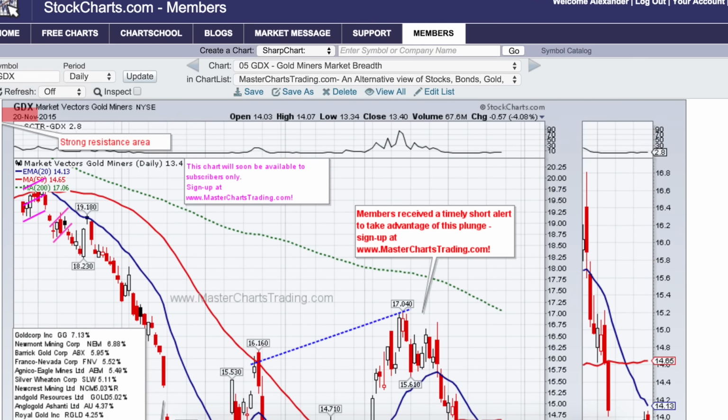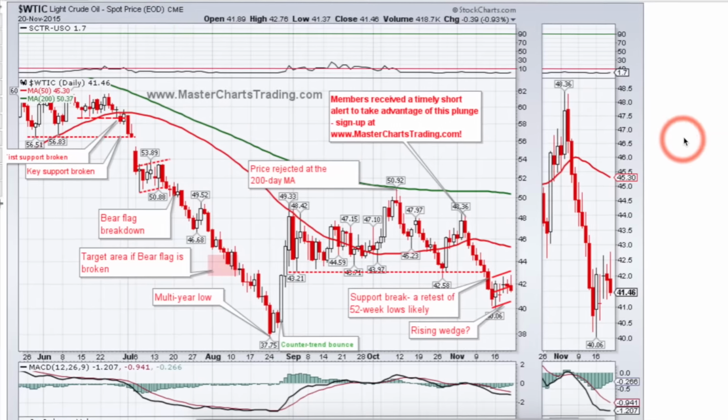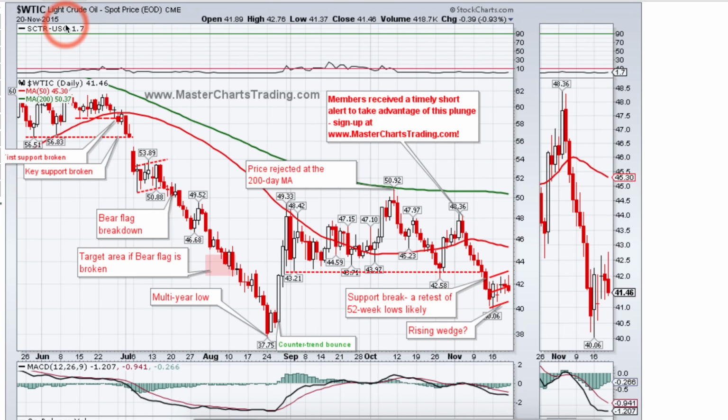Okay, that's all I want to say about GDX. All right, next let's look at light crude oil, WTIC, West Texas Intermediate. So last week I pointed out this breakdown, which is a support break with a close below this level, 43.21.